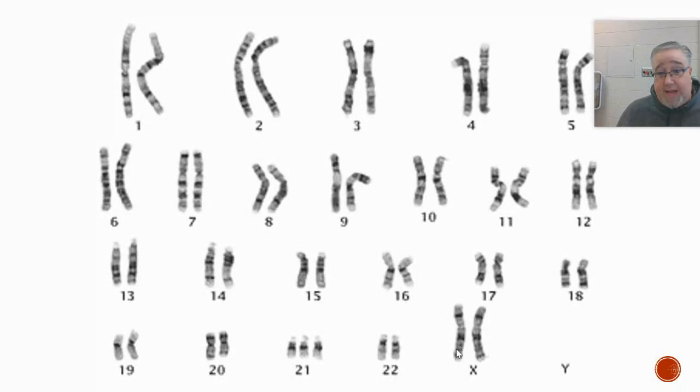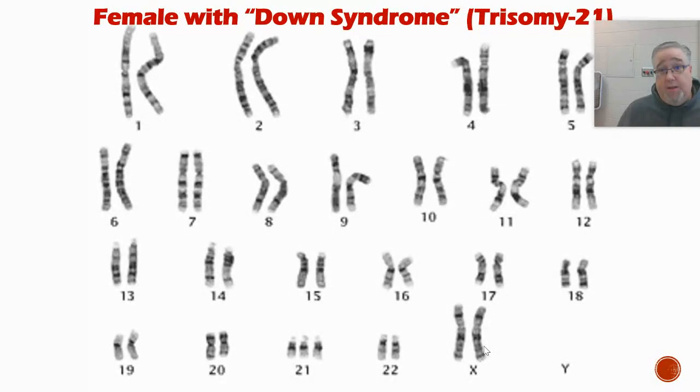You will notice the sex pair, right? There's two X's. So this is a female, but it's a female with a trisomy condition. Now, this particular trisomy is probably one of the more common ones that we see. This is called trisomy 21. It's also known as Down syndrome. You've probably heard of Down syndrome.